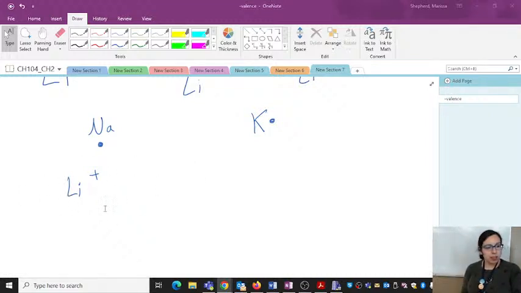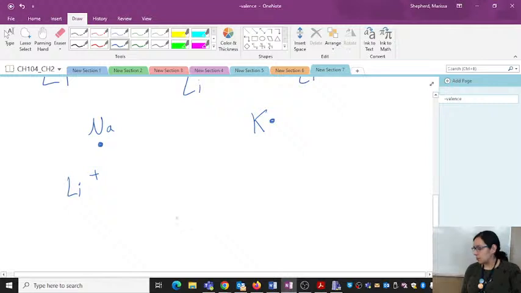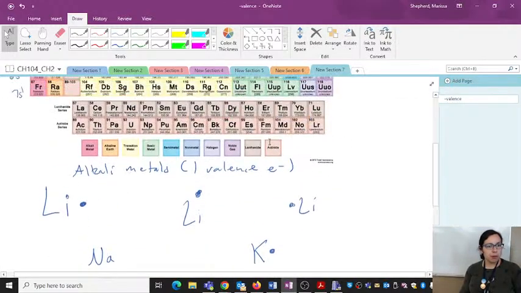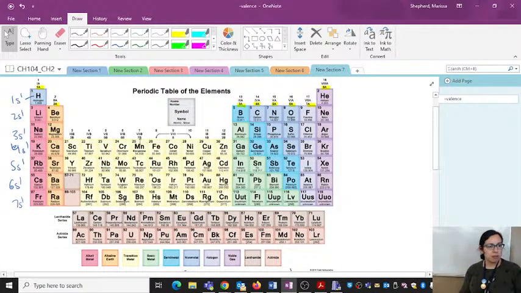And so now we can look at this. This is related to your homework. So now we can determine the number of protons, number of neutrons, and number of electrons. For this lithium +1 species, how many protons does lithium have? 3. We just get that from our periodic table, element 3.